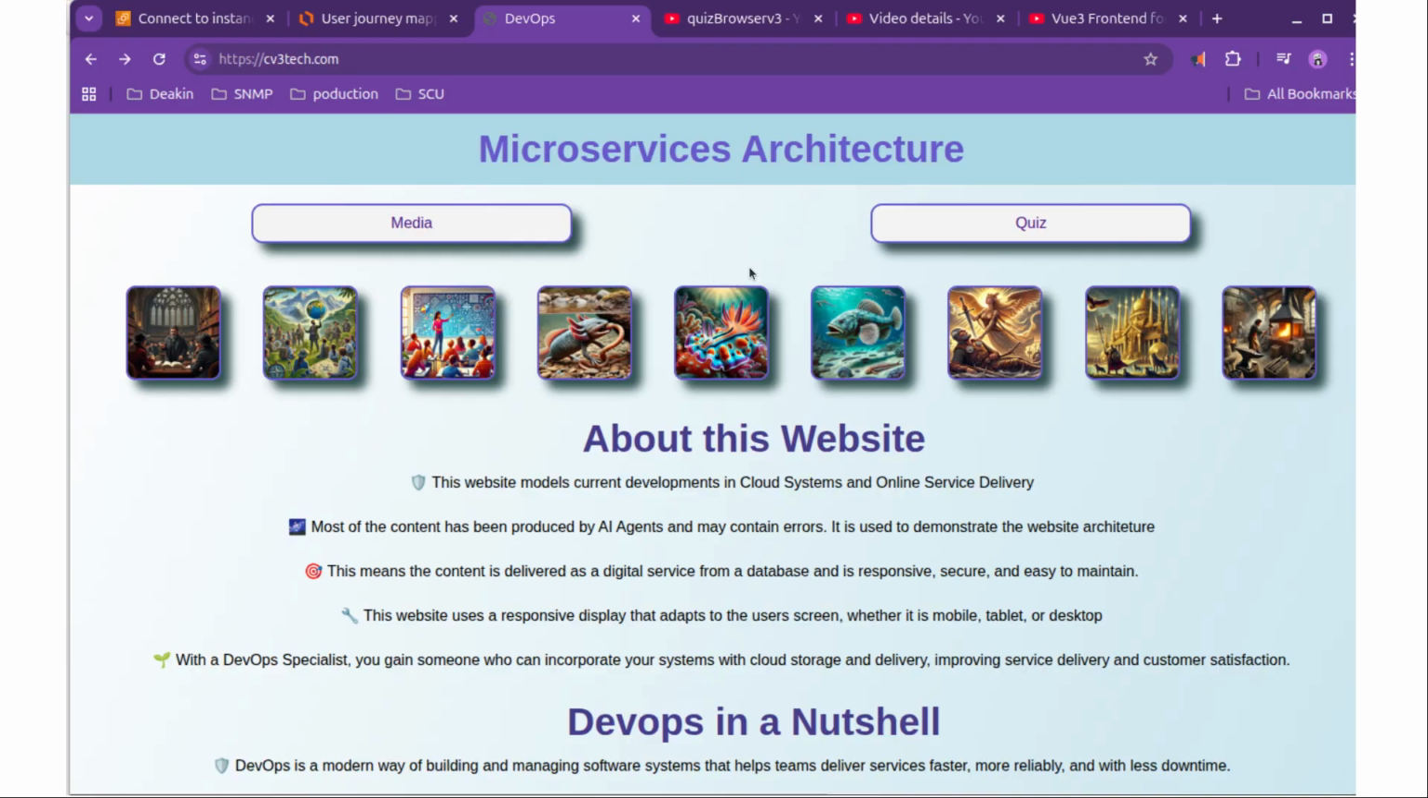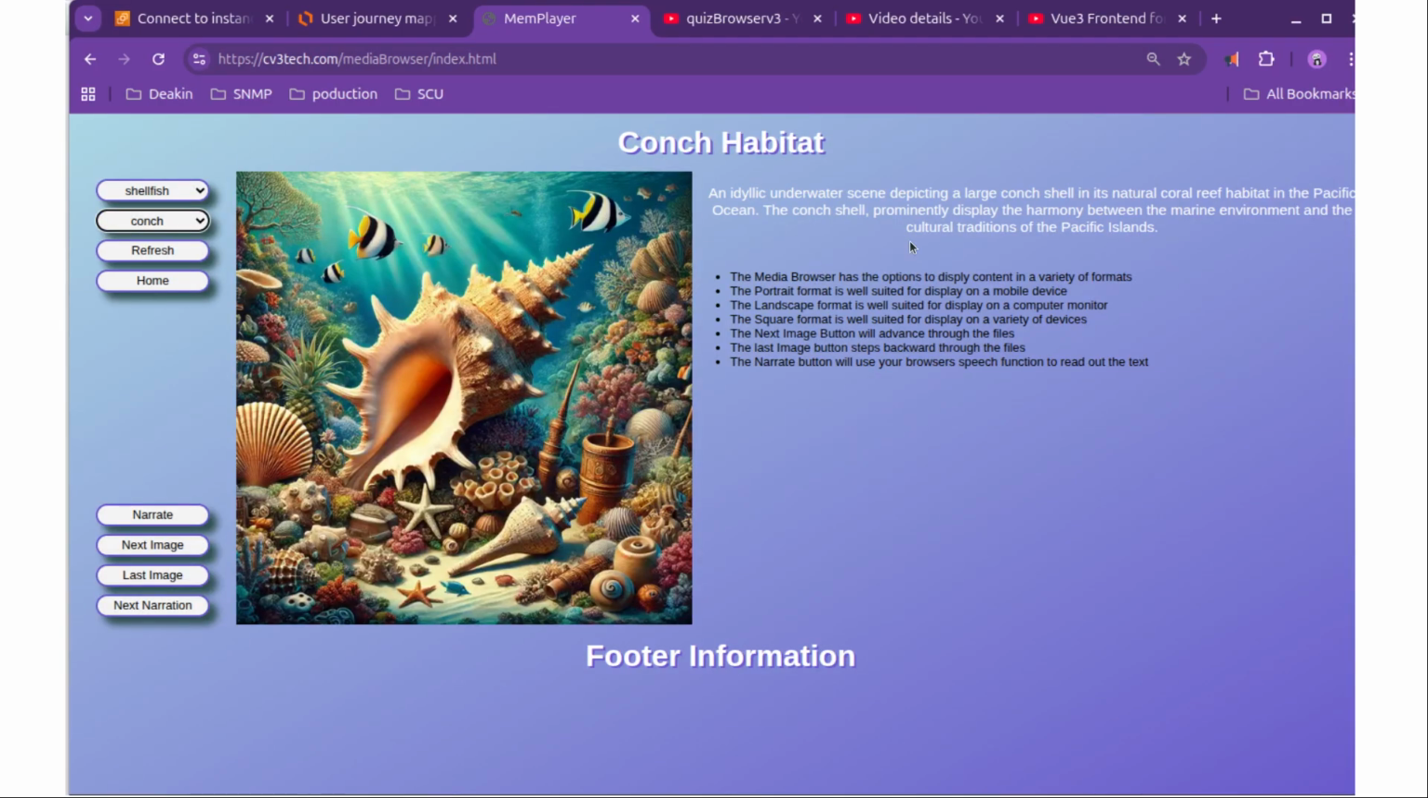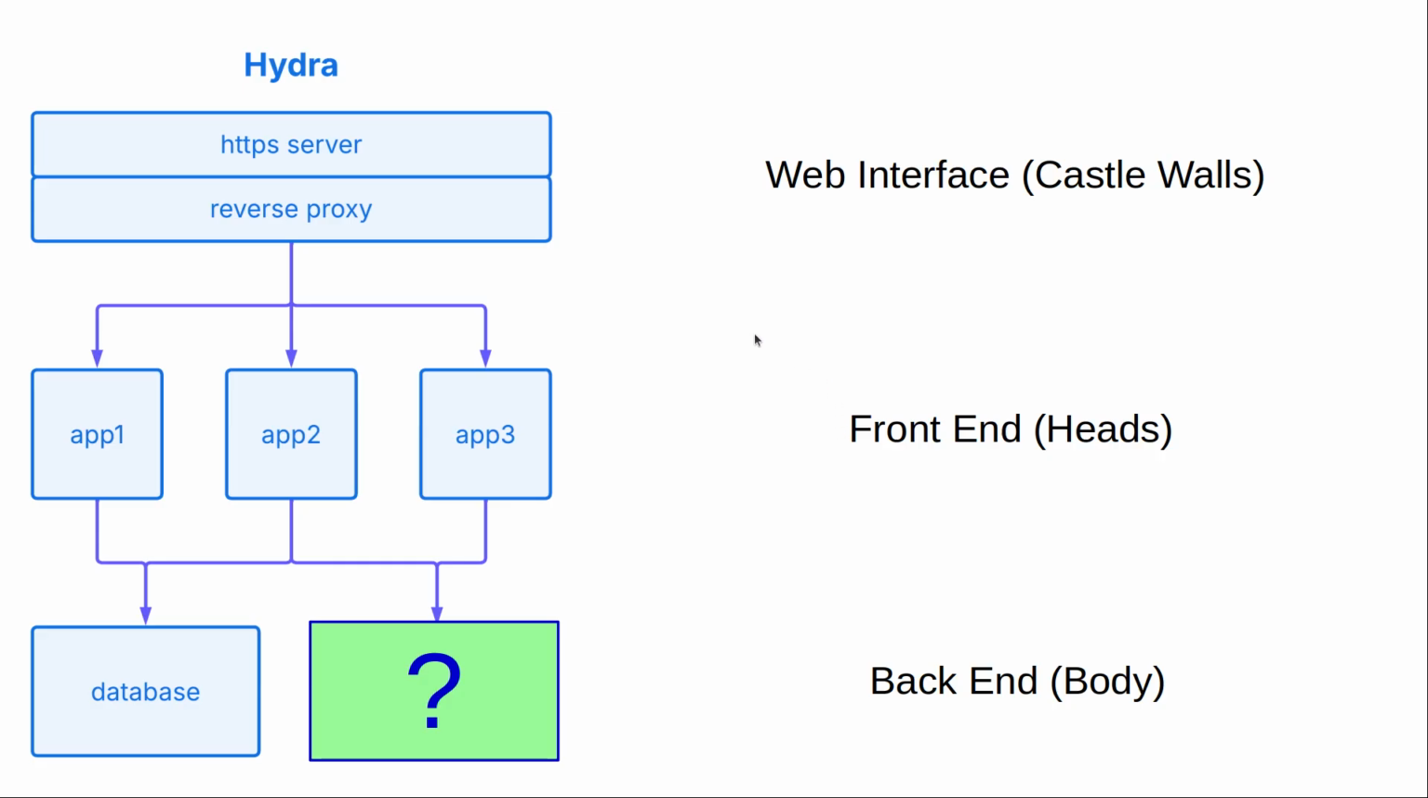cv3tech.com. That's the proof of concept development site that I'm working on at the moment. It's got two services, a quiz service and a media browsing service. So I'm in the middle of dividing them up into two separate microservices, and they'll be deployed like so.